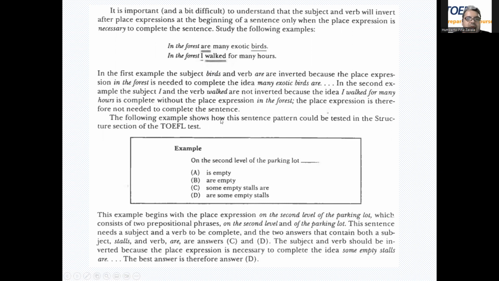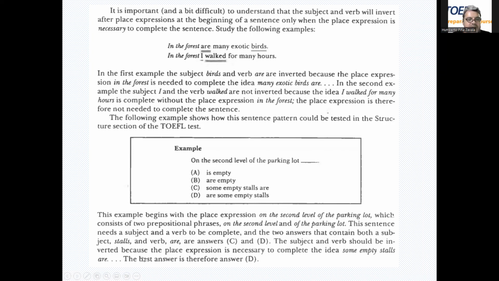The following example shows how this sentence pattern can be tested in the structure section of the TOEFL test. Example: on the second level of the parking lot, right? This example begins with the place expression on the second level of the parking lot, which consists of two prepositional phrases, on the second level and of the parking lot. This sentence needs a subject and a verb to complete, and the two answers that contain both the subject, stalls, and verb are answers C and D.